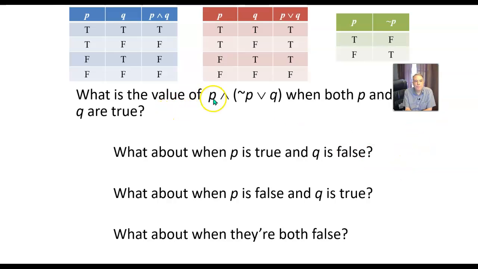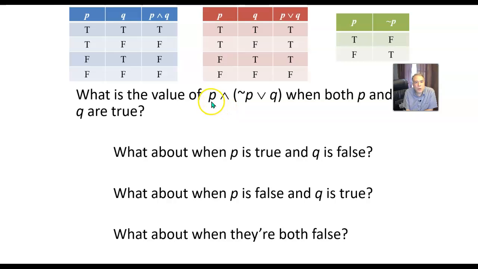What is the value of P and (not P or Q) when both P and Q are true? What about when P is true and Q is false? What about when P is false and Q is true? What about when they're both false? Well, we could do each one of these individually, the way we did that last example, but since we want to know it for all four possibilities, let's just do this all at once systematically using a truth table.